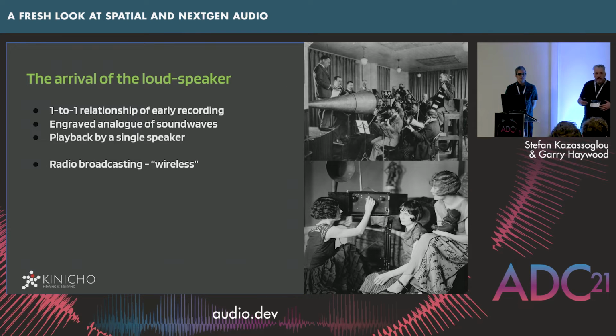But then came the arrival of the loudspeaker and radio broadcasting. If you ever wondered why radio broadcasting is called wireless, it's because the thing that preceded it was wired audio delivered to the home, and radio changed that model. But it followed the one-to-one relationship of the early recordings, where you had one horn recording the sound, engraved to some kind of platter from the sound waves, and then listened back on a single speaker, and you see that in the 2 images. Basically it's just a one-way relay.